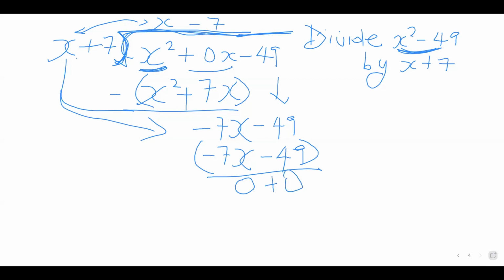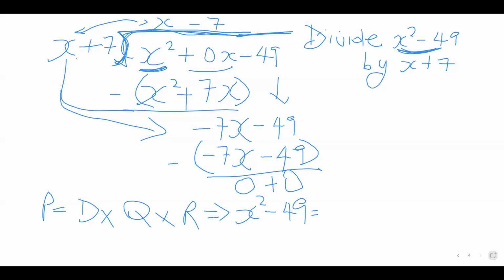I mean, I didn't have to do it that way, but that was just to make it very clear. So we could write it another way to say P is equal to D times Q plus R, whereby x squared minus 49 is actually equal to x plus 7 times x minus 7 plus 0. And we can also agree that the remainder is 0.